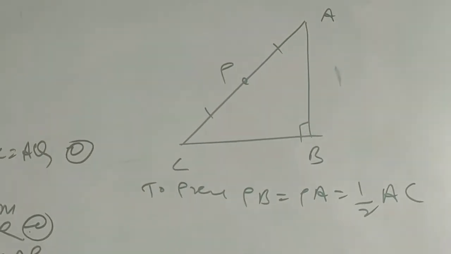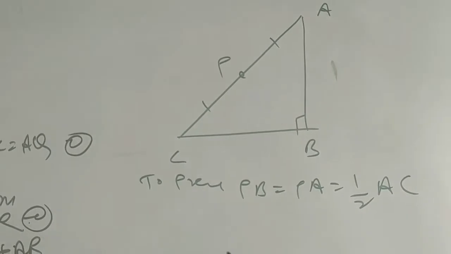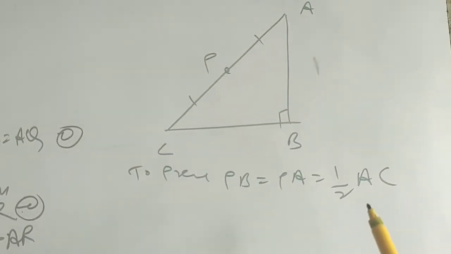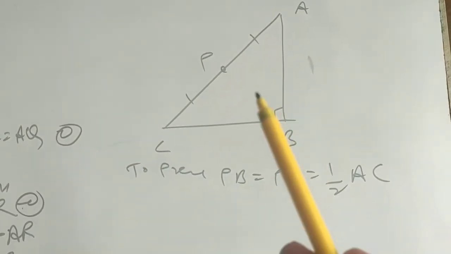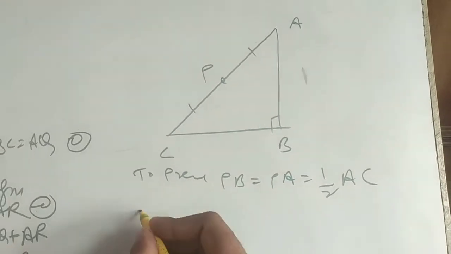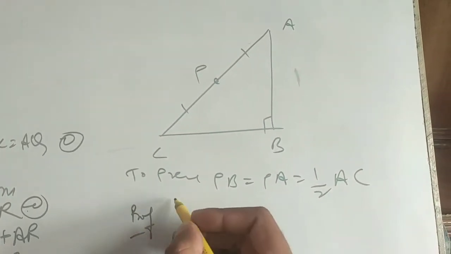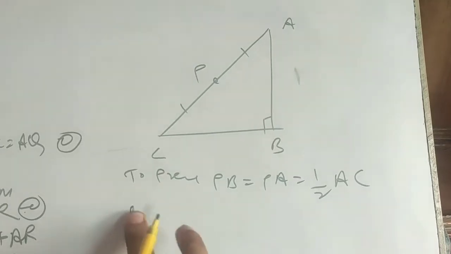Next, in this triangle ABC, it is right angled at B and we have to prove that PA equal to PB equal to half of AC, and given is that P is the midpoint of AC. Now proof. Before proof we have to do some construction.